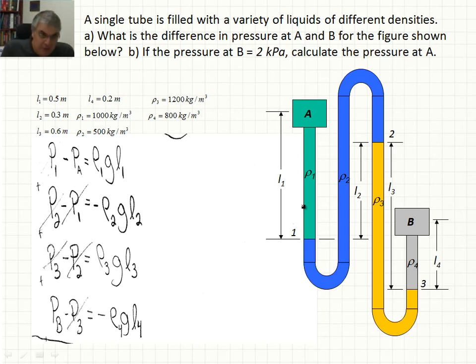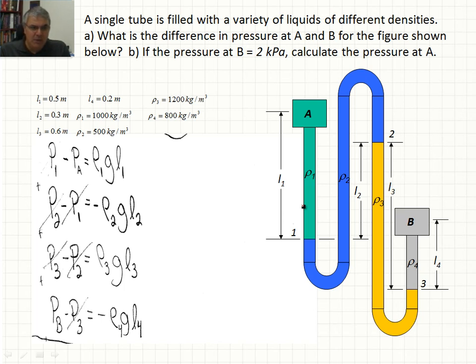So a single tube is filled with a variety of liquids of different densities. This problem has two parts. Part A, what is the difference in pressure at A and B for the figure shown below? And then what's the pressure at B? What's the pressure at A, knowing the pressure at B? So if you can solve part A, part B would be a really simple calculation from that point on.